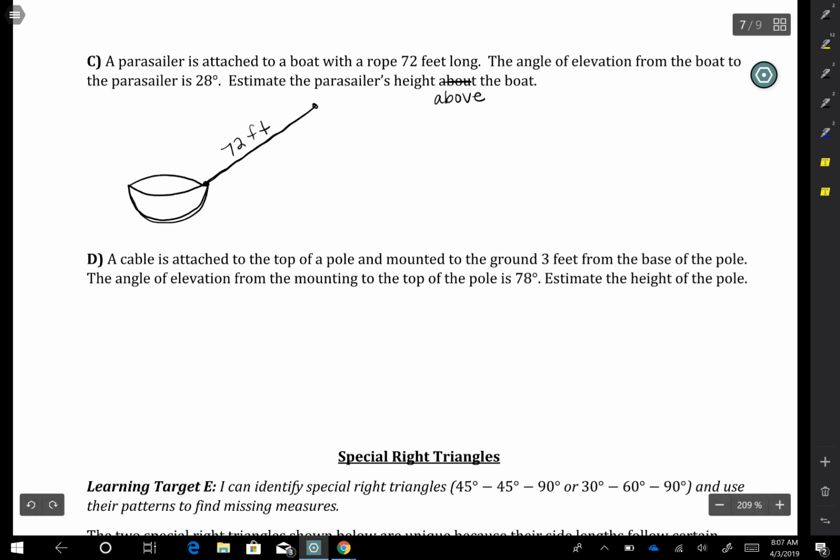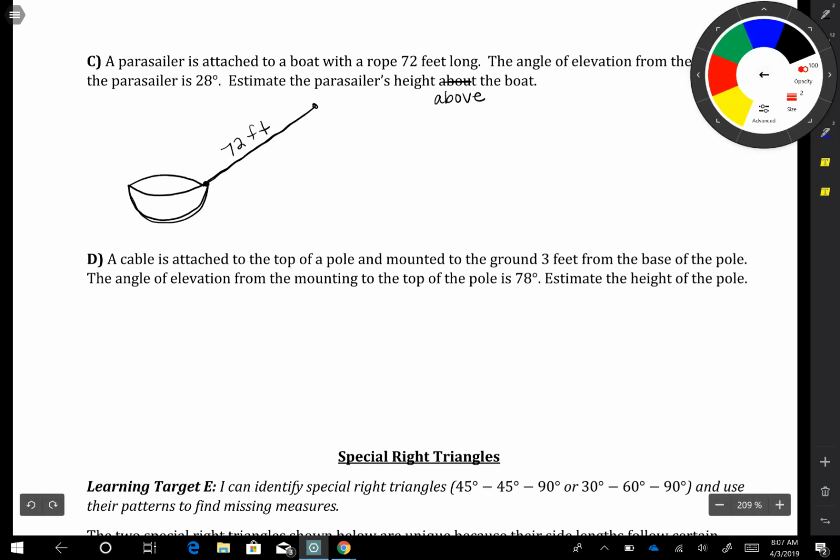So remember, angle of elevation is from the horizontal, from where we are starting. So I'm starting at that point that my rope is connected, and I'm going to draw a horizontal. Okay, well, that's not quite horizontal, but you get it. There we go. That looks a little better. Now that I have that, what I want to find is the height of the parasailer above the boat. So I'm just going to drop down from the parasailer to the horizontal. This is going to be the height. So what I have made is a right triangle, and here's my 28-degree angle.